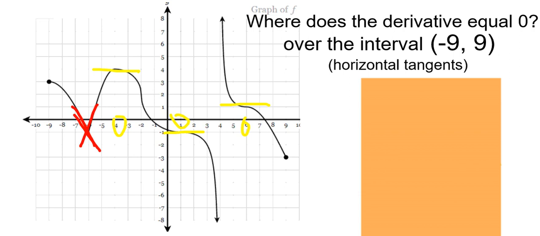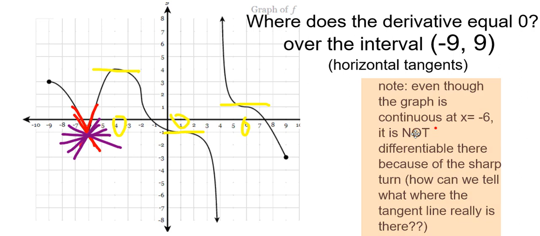Could the tangent line at the sharp turn be there, or there, or there, or there, or there? Right, we don't know. That's why there's not a derivative there. The derivative's undefined at sharp turns. And I think that's what we have behind this orange blob. Let me see if I can get back to, there we go.